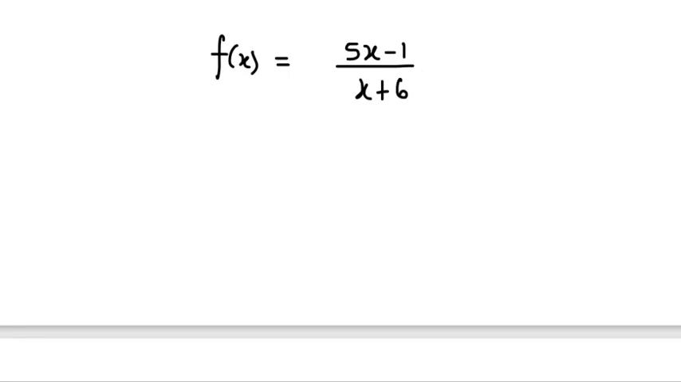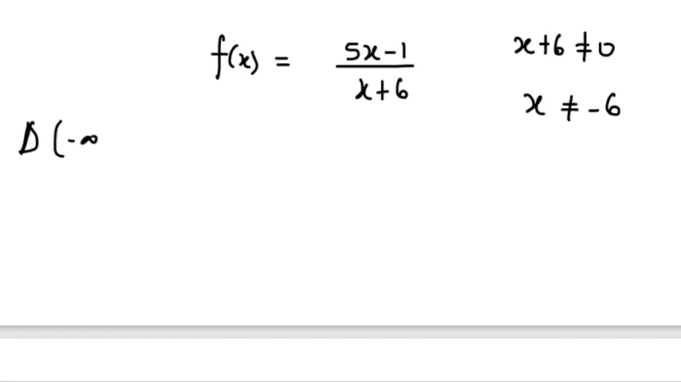So we're talking about the domain. We know this is a rational function, so the denominator is not going to be equal to 0. So here we say x plus 6 must not be equal to 0. If you subtract 6 from both sides, you see x is not going to be equal to negative 6. So the domain is all real numbers except negative 6, which in interval notation is from negative infinity all the way to negative 6, union from negative 6 all the way to positive infinity. Just like we did in the previous one.